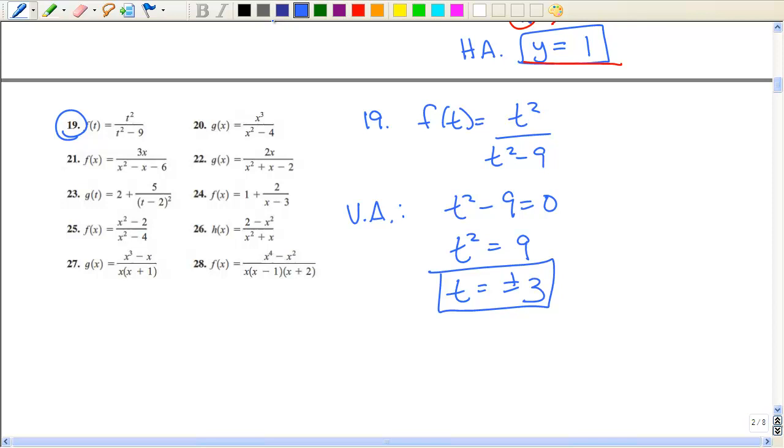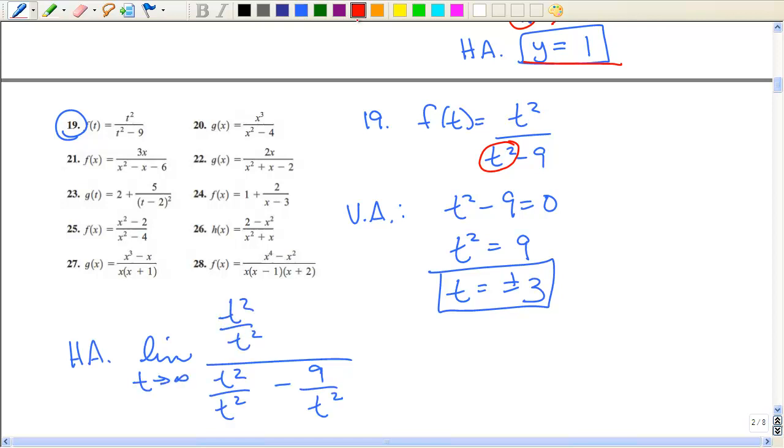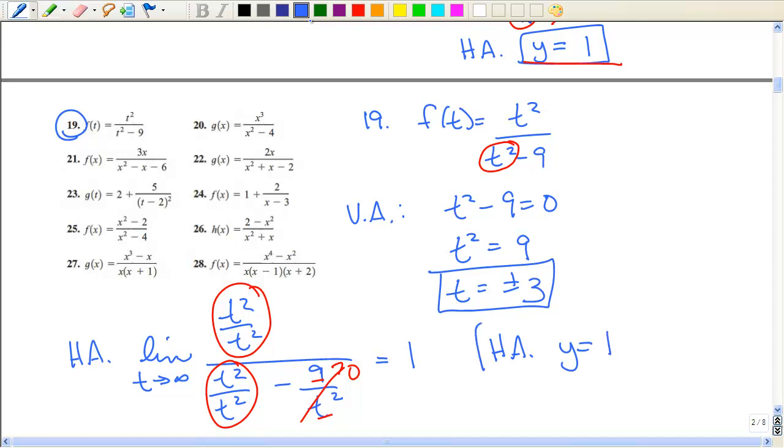Our horizontal asymptote, we're going to divide every term by the highest degree of your variable in the denominator and take that limit. So the limit as t approaches positive infinity. Right? And again, when we have a number over a variable approaching a very large number, that limit is 0. That's 1 over 1, which is 1. So my horizontal asymptote is y equals 1.